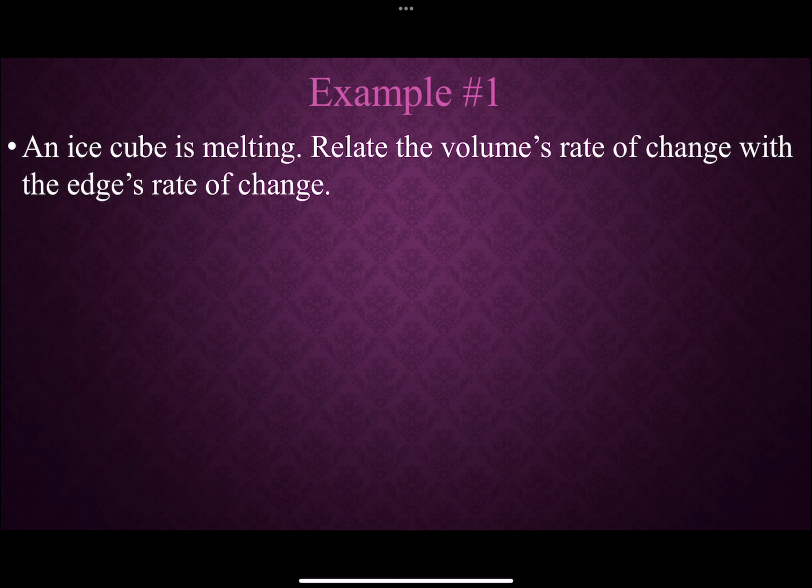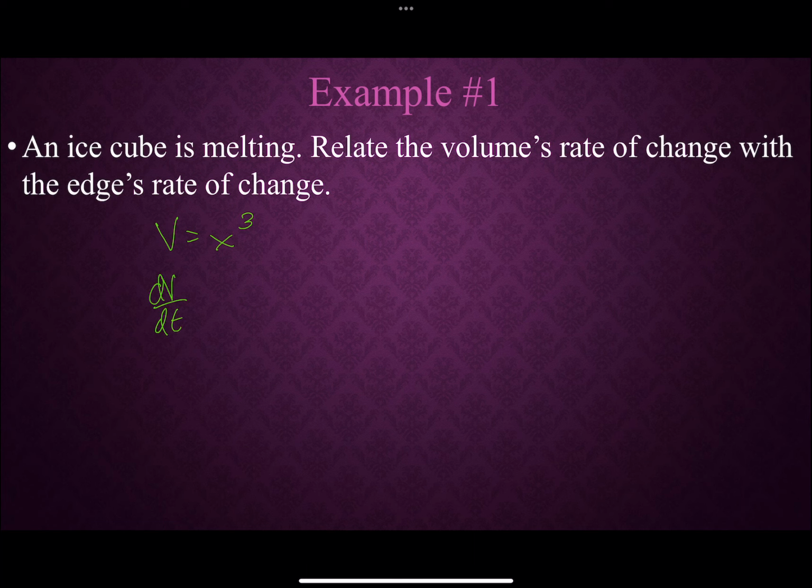So we're just going to do some examples setting up these rates of change. We're not going to solve anything, we're just going to set it up. So an ice cube is melting. Relate the volume's rate of change with the edge's rate of change. So volume of an ice cube is V equals x cubed for our side length cubed. So when we take our derivative, V is a linear term, so its derivative is just the coefficient, which would be 1, and then the derivative term dV dt.